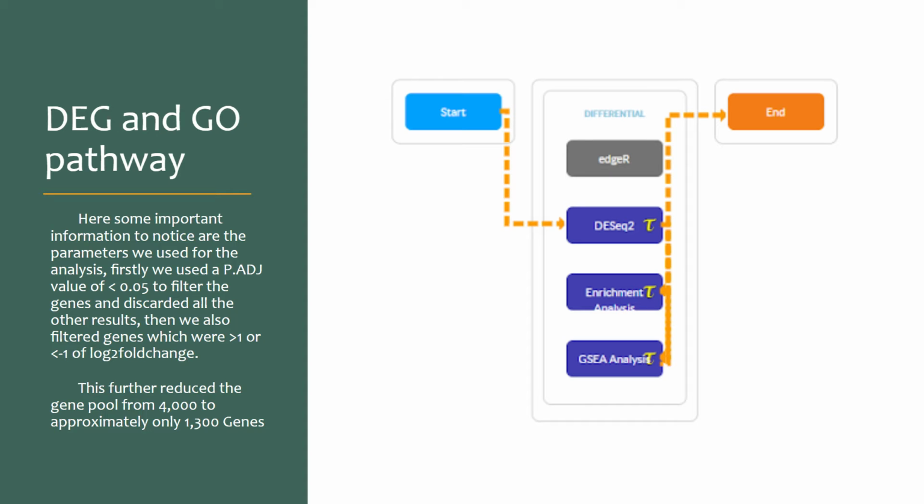After doing that and getting the PC analysis done, we have performed the differential gene analysis and the gene ontology enrichment pathway, where we have again used this type of pipeline, and the most important thing is we have kept our p-adjusted value of less than 0.05 and our log2 fold change value of greater than 1 or less than -1, which we have achieved here, and we have reduced our significant gene pool from 60,000 to less than 1,300.